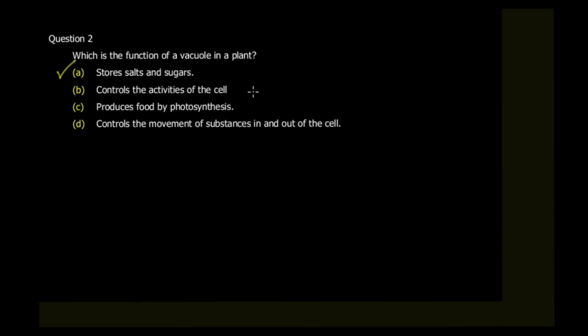So controls the activities of the cell, this would be the nucleus. Produces food by photosynthesis, this would be the chloroplasts. If you don't want to write chloroplast there, you can write chlorophyll, it's still okay. Then controls the movement of substances in and out of the cell, this would be the membrane. The vacuole would be for the other answer, so that's elimination.